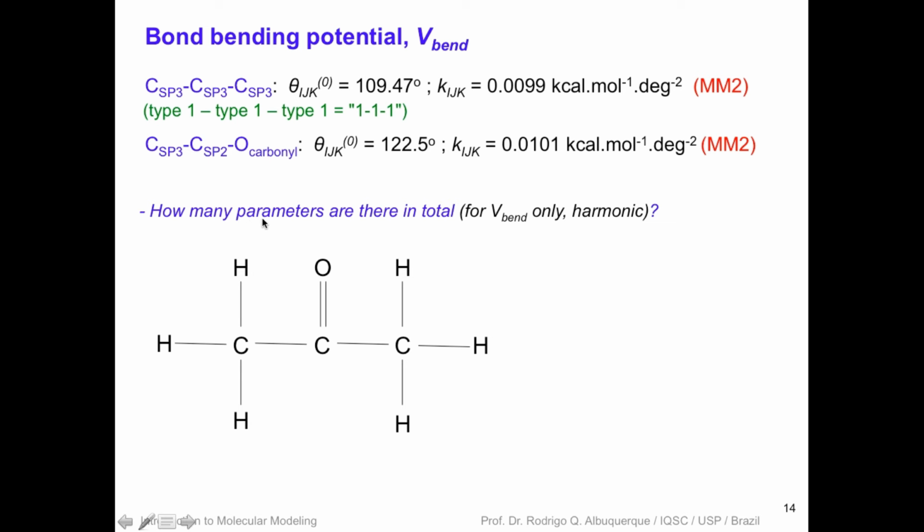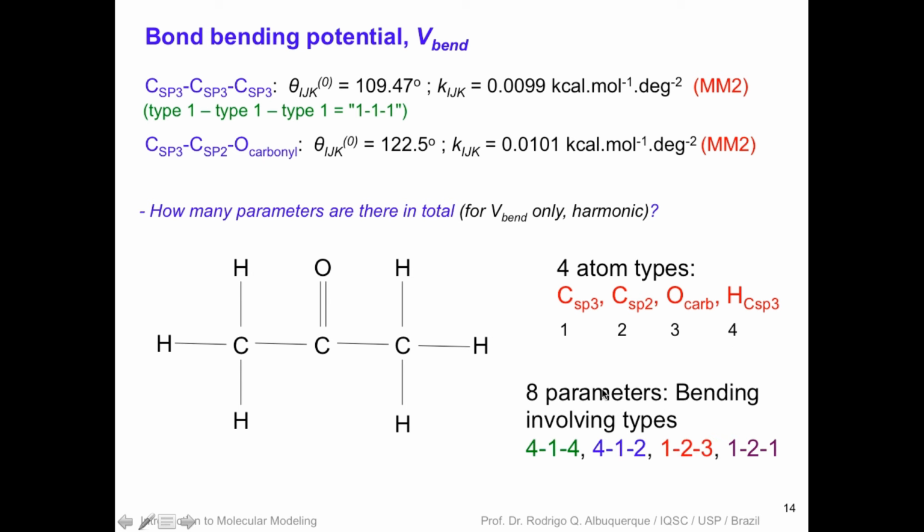Let's see this example here. How many parameters are there in total for bond bending potential? Only in harmonic, assuming a harmonic approximation, which means a parabolic equation. We have the same molecule as before. We have 4 atom types already defined as 1, 2, 3, and 4. And in total, to calculate the total bond bending potential for this molecule, we would need 8 parameters, which correspond to bending involving these types here.